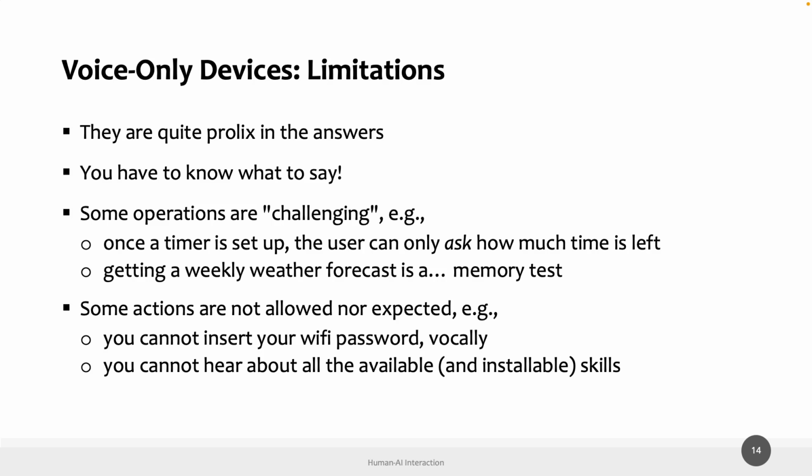Other problems are related to this kind of voice-only device. They are quite prolix in the answers. With a screen, for example, you can easily skip information and find what you are looking for. In the output of a voice-only device, you have to listen to all the answers from the device, and so you cannot skip information easily. So from a design point of view, you should really try to balance the amount of information that your conversational assistant provides.